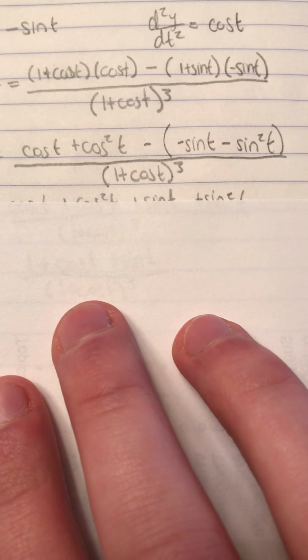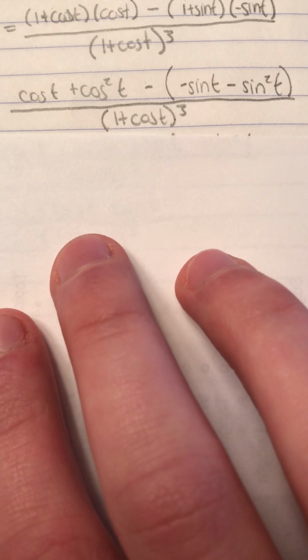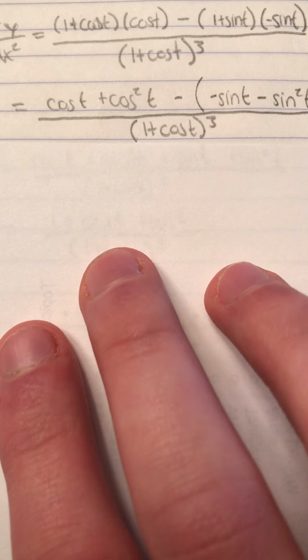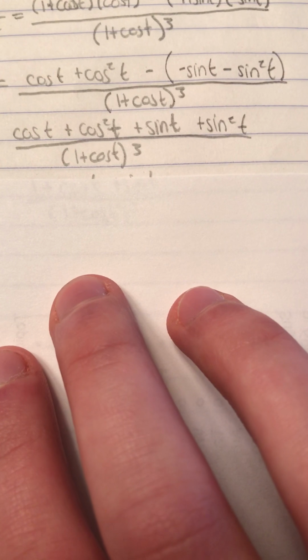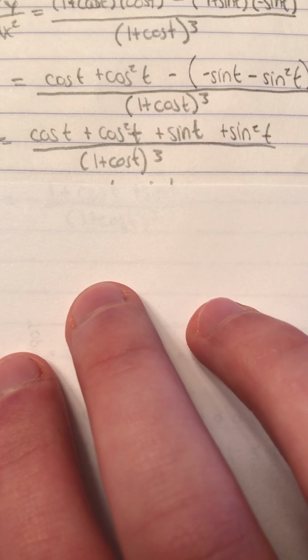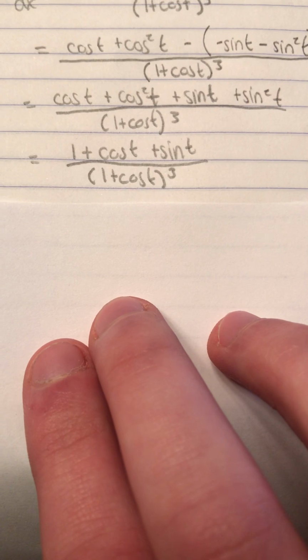And then you start to distribute and discover that you're going to see some recognizable identities here, such as cosine squared t and sine squared t popping up, which, as we all know, equals 1. So then you end up with 1 plus cosine t plus sine t over 1 plus cosine t cubed. So that's the final answer.